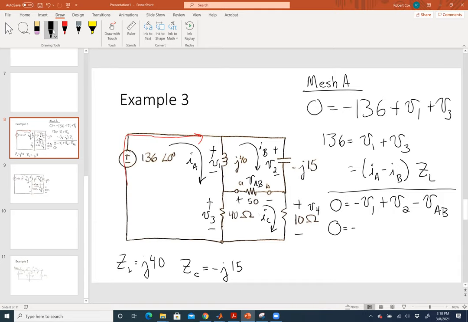Forget the minus signs. V1, I just bring the minus on down. For V1, how do I write that? What current goes into the plus terminal? IB minus IA. No. Which current goes into the plus terminal? IA minus IB, times ZL. Now, that's going to become IB minus IA because of the minus sign in front.